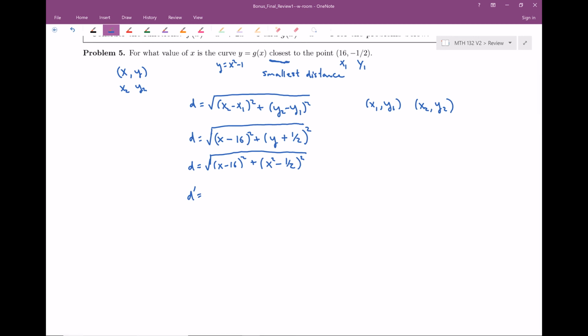So let's go ahead and take the derivative of this. Remember, the square root here on the outside is being raised to the 1/2 power. Square roots are the same thing as the 1/2 power, so I'm going to bring that 1/2 down and leave the inside alone.